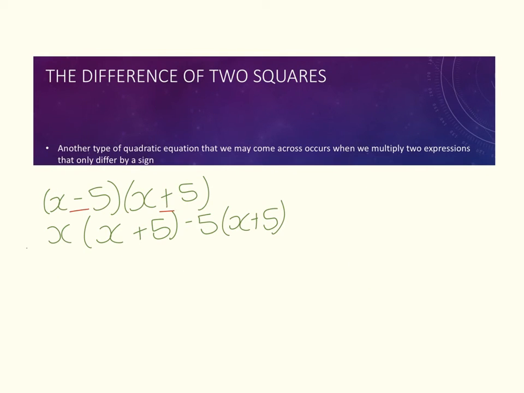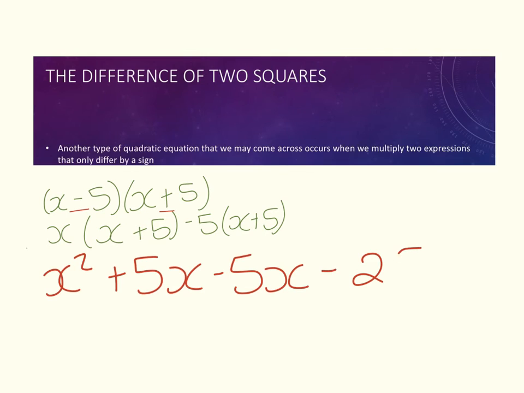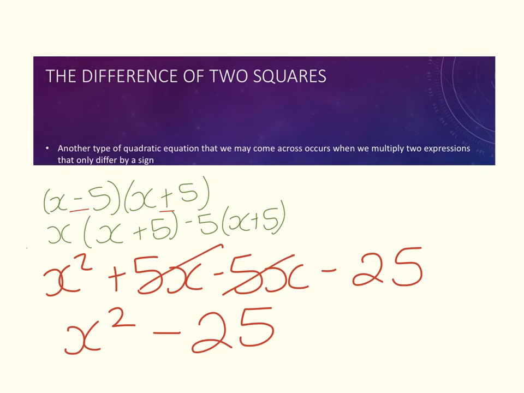If we carry out our multiplication, we're going to get x squared plus 5x minus 5x minus 25, which leaves me with x squared, plus 5x and minus 5x leaves me with 0, minus 25. And this is called the difference of two squares. Now let's try factorize one. Let's have a look at this example.